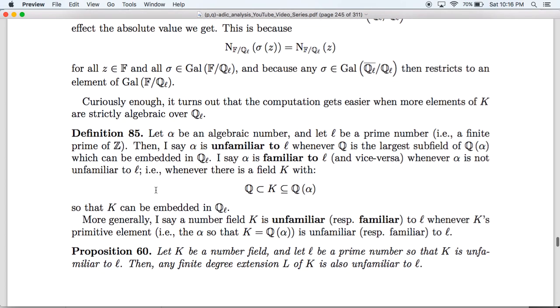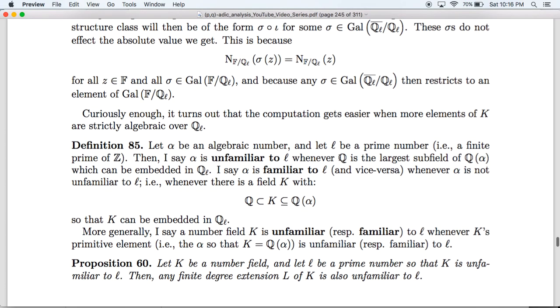And so let alpha be an algebraic number and let L be a prime number. Then I say that alpha is unfamiliar to L whenever Q is the largest subfield of Q(alpha) that can be embedded in Q_L. I say alpha is familiar to L whenever there is an intermediary field, strictly larger than Q but contained in Q(alpha), such that K can be embedded into Q_L.